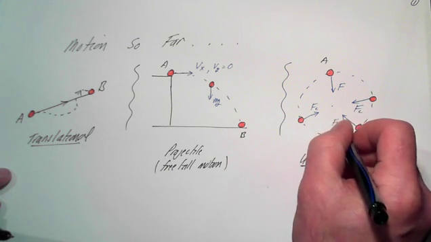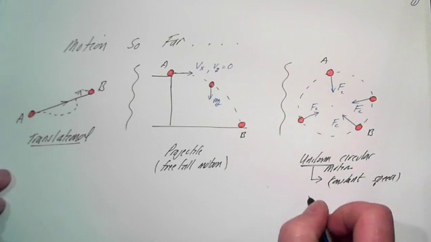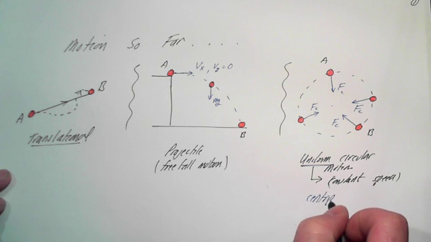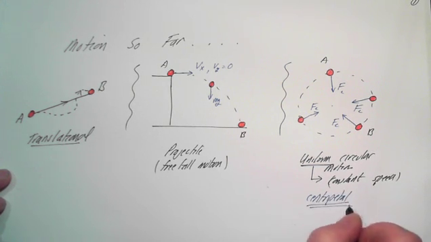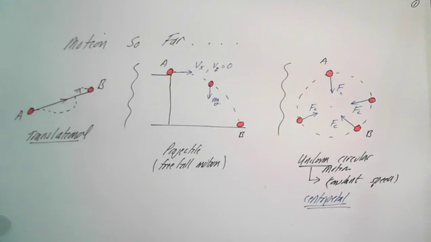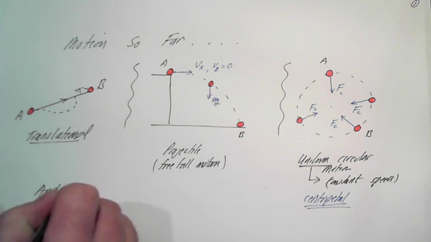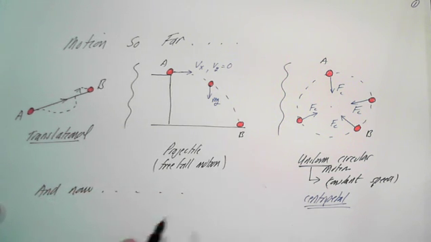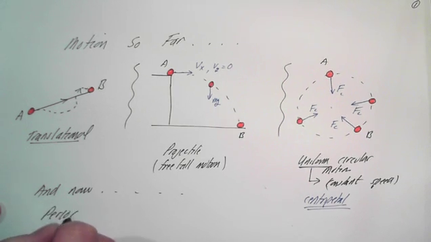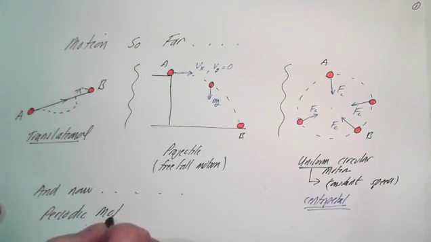I just put a C there, for centripetal. And remember, centripetal means center seeking. Okay, these are the motions that we've talked about, and now we're going to talk about a new one. And now, drum roll, that motion we're going to talk about is, in the most general case, periodic motion.